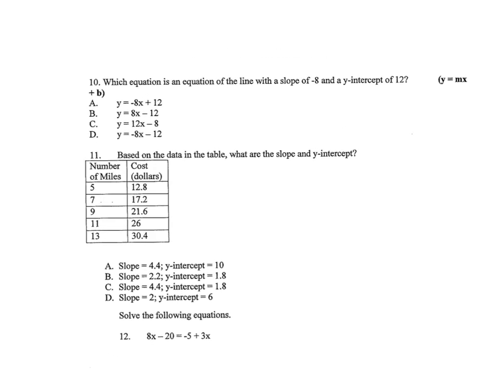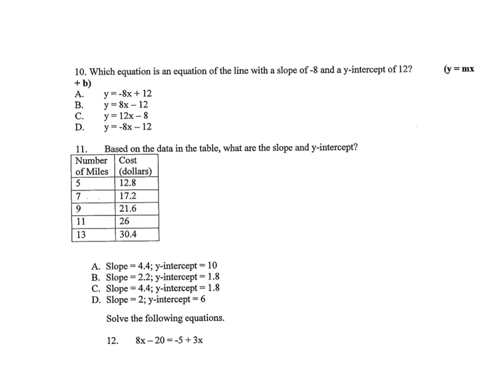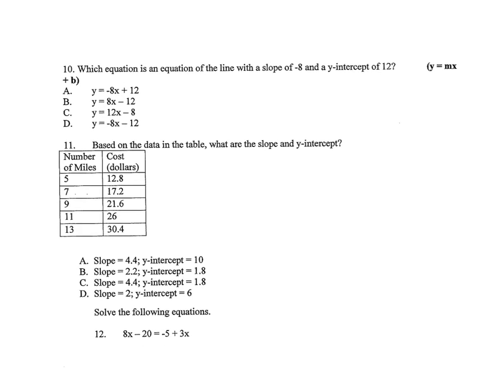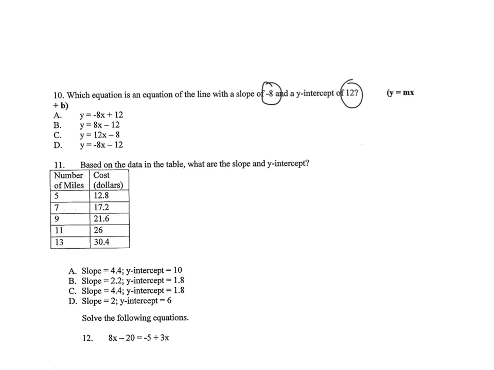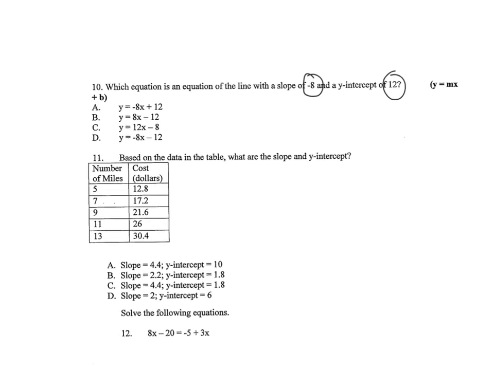Number 10, which equation is an equation of the line with the slope of -8 and a y-intercept of 12. So they even gave the equation out to the side, just the format of that. So y equals mx plus b. Just remember that slope always goes next to the x.